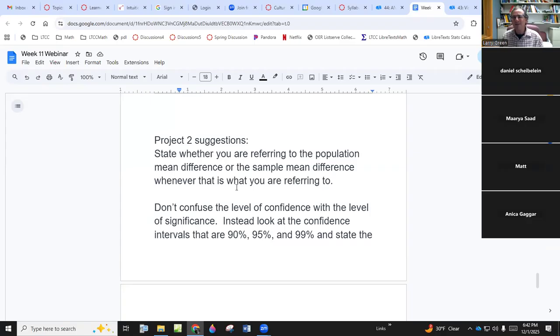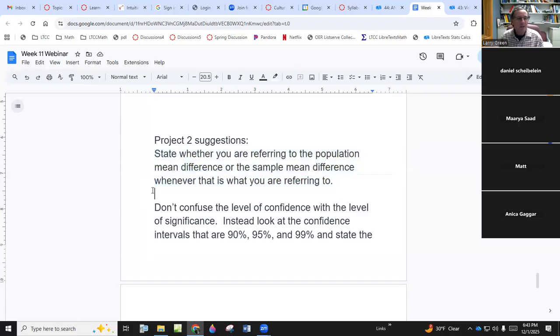Okay, let me talk about some of the most common issues for the project. So the first thing is make sure to state whether you're referring to the population mean difference or the sample mean difference, whenever it's what you're referring to. Okay? Don't just say the mean. Make sure that you specifically talk about what you're talking about and make sure you write it right. So if it is about the sample mean difference, don't write population mean difference.